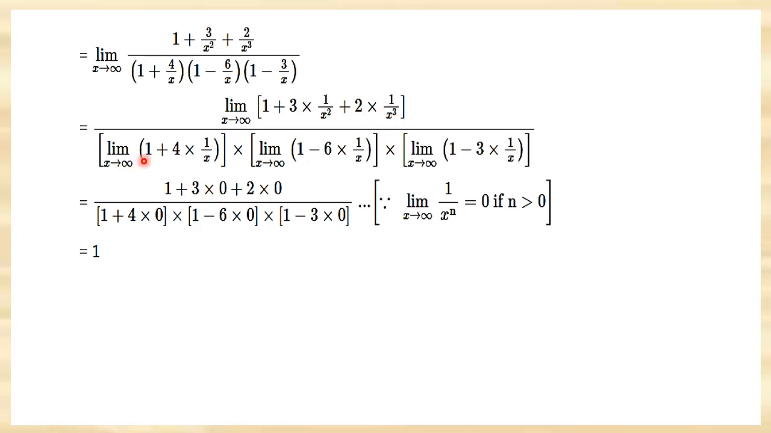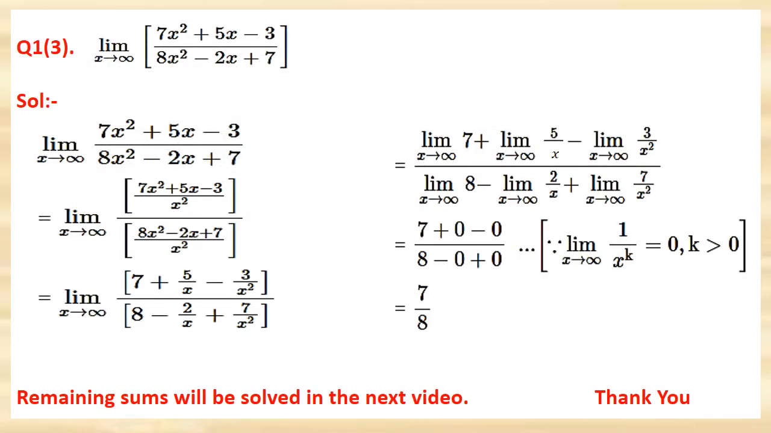In the denominator, the first term is 1, here also 1, and the third bracket also 1. So the constant's limit is 1 itself. The second terms contain the reciprocal of x, so it will be 1 by x, and the limit as x tends to infinity of 1 by x is 0. So 1 plus 0 plus 0 in the numerator, and the denominator is 1 plus 0 into 1 minus 0 into 1 minus 0. So the answer is 1. One more thing: if the highest power of x exists in the numerator, then we divide the numerator and denominator by that only.